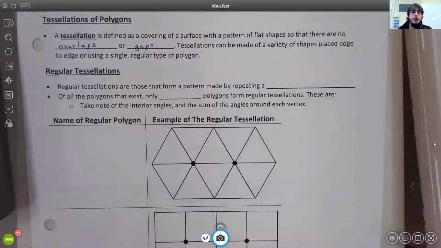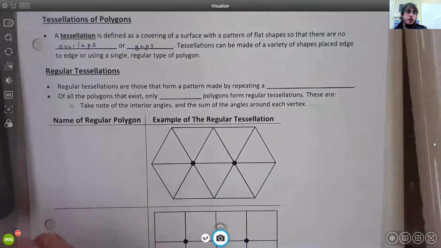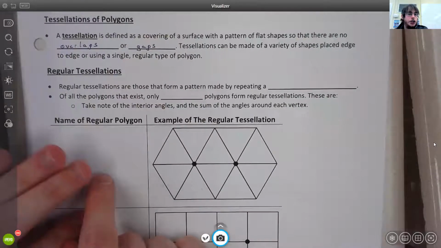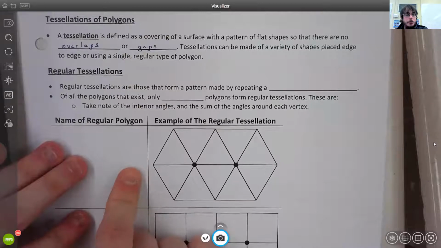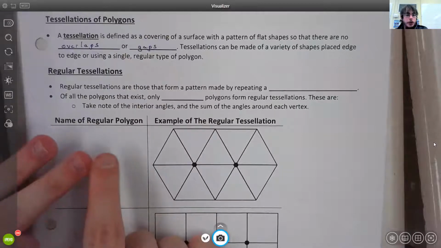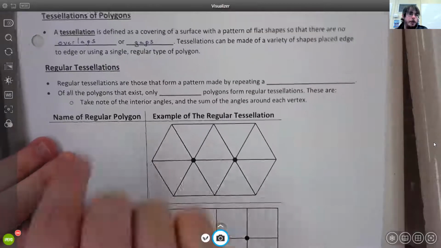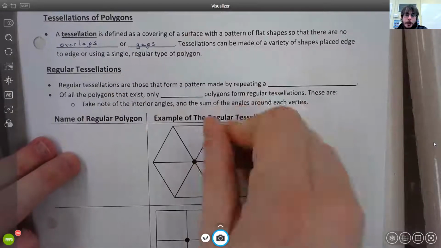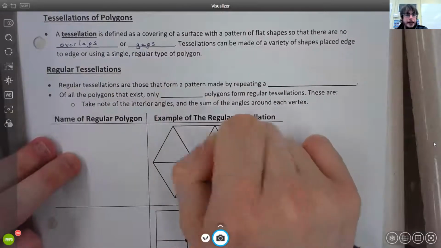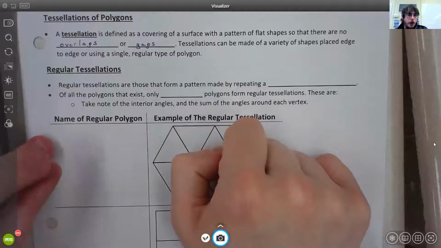Tessellations can be made of a variety of shapes, placed edge to edge, or using a single regular type of polygon. So regardless of what you look at here, any shape can form a tessellation, but they can't form it with every shape. And that's because some of them have overlaps and gaps, okay? So they have to fit neatly edge to edge, okay?